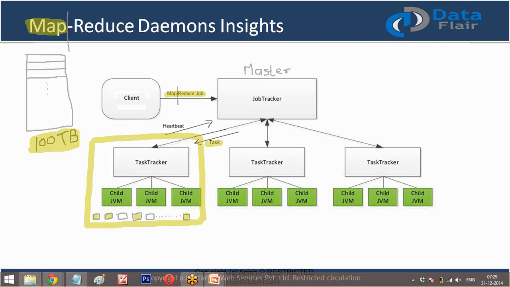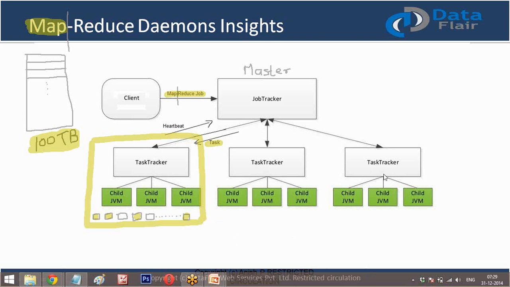Why? That we'll see later. Why, how, all such questions I'll answer. But yeah, I'll process the data in two phases. The first phase is the map phase, the second phase is the reduce phase. That's why it's called MapReduce.